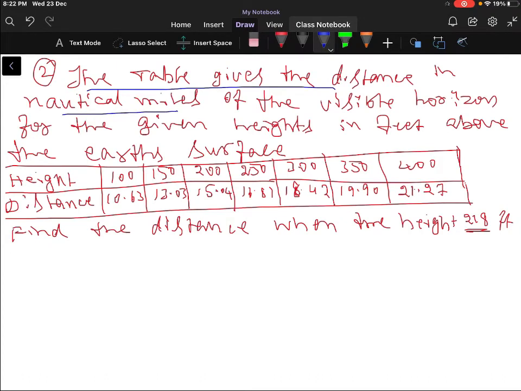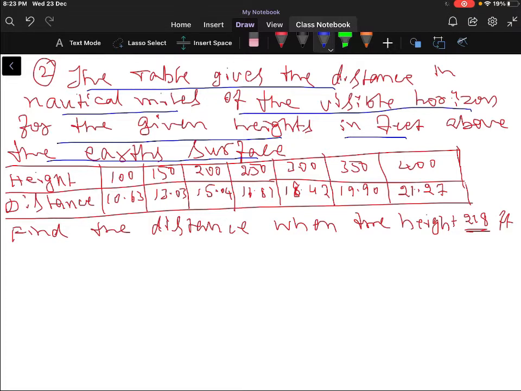The table gives the distance in nautical miles. Nautical miles means it is a unit of measurement used in air, space or marine navigation, of the visible horizon for the given heights in feet above the earth surface. So in the first row of the table we have height, and in the second row of the table we have distance.